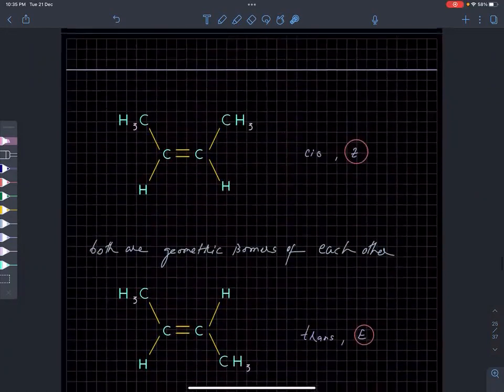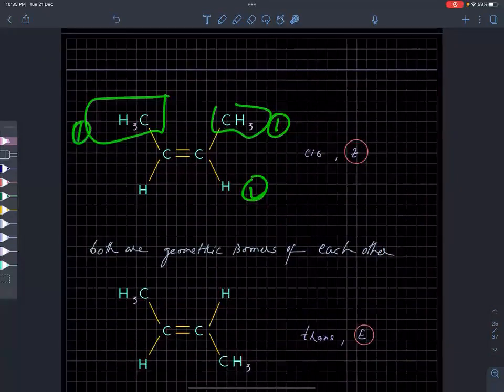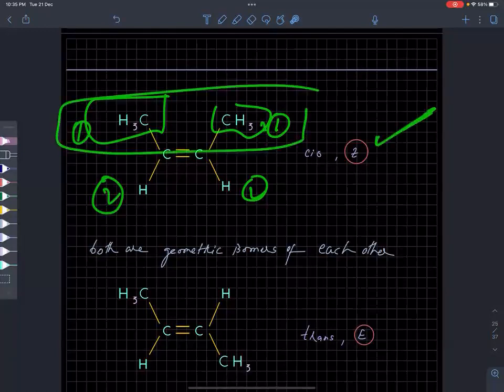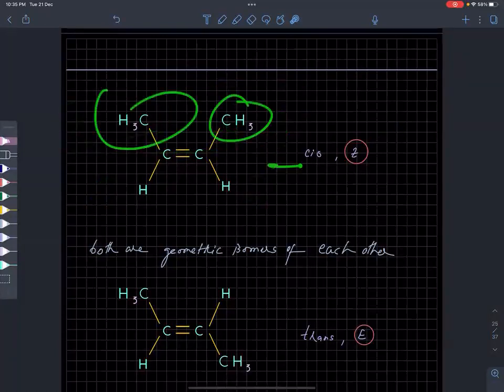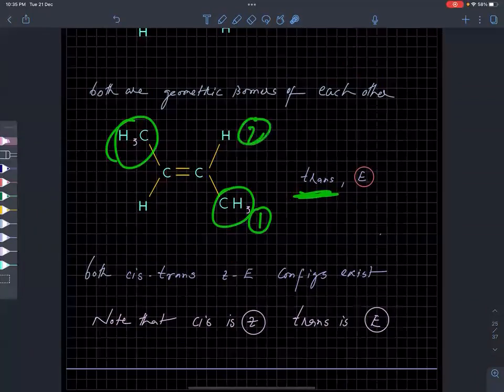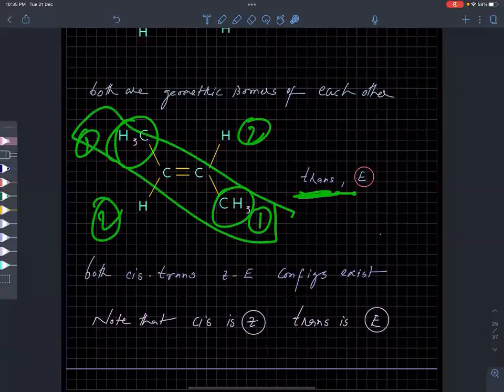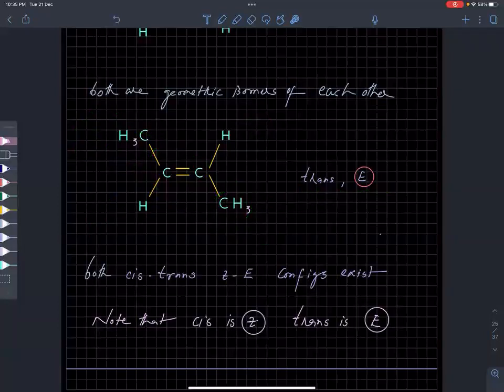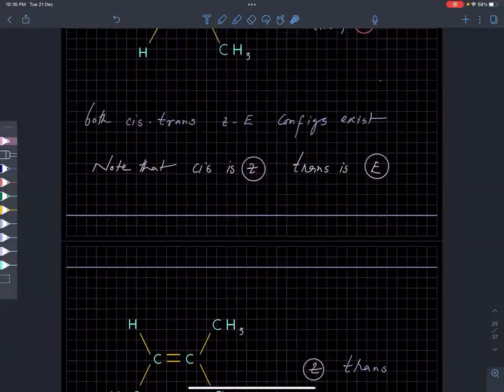What about this? Number 1, number 2. Number 1, number 2. So on the same side, that's why E. And the same groups are also on the same side, that's why it is cis. Clear? They are on the opposite side, that's why trans. Number 1, number 2. So number 1 is on the opposite side, that's why it is E. Clear?